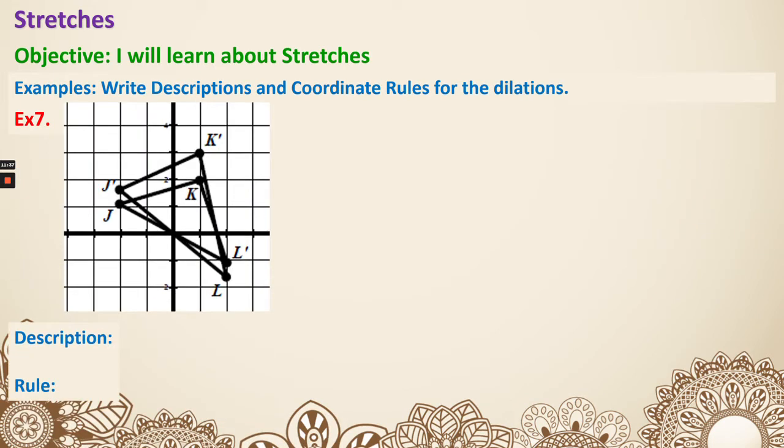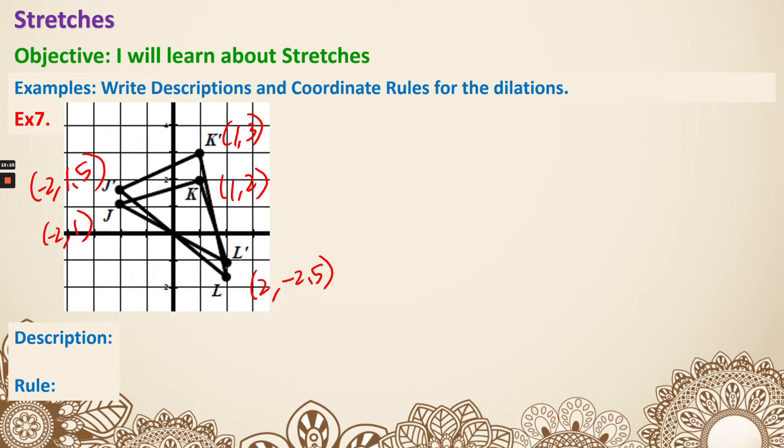Example 7. For this one, let's start with J. My J is -2, 1. My J prime is -2, and that looks like 1.5. Okay. My K is 1, 2. My K prime is 1, 3. And my L in this case does look like it is 2, -1, and L prime is 2, -1.5.